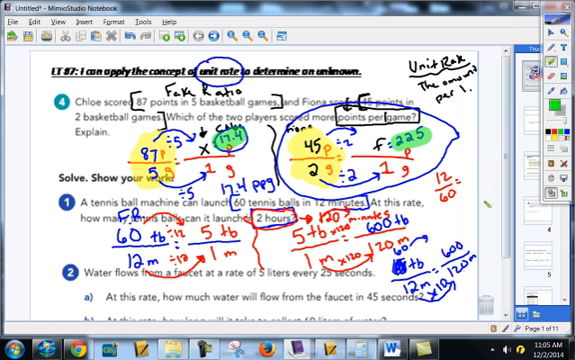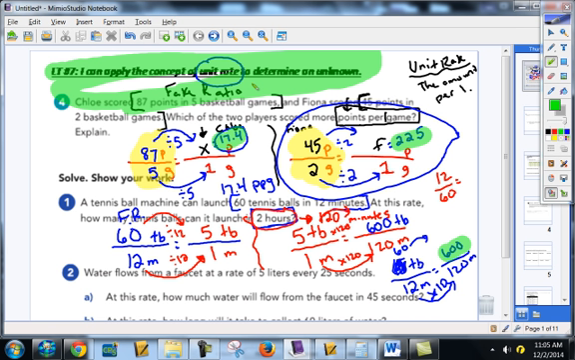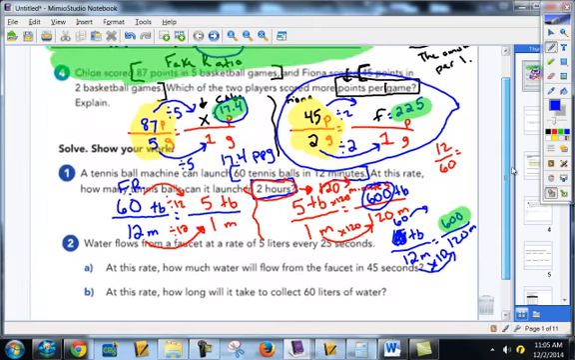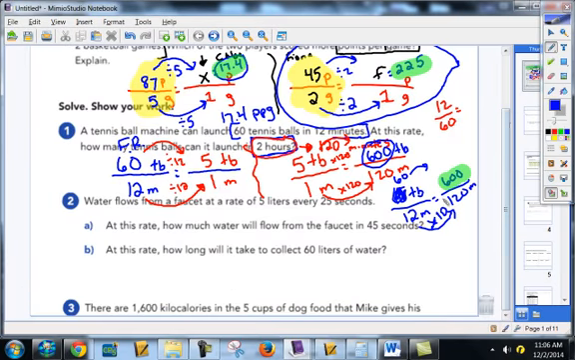So really, in this problem, you didn't have to do unit rate. You didn't have to, but guess what? When I ask you to, you have to, because that is the target. You have to use the concept of unit rate to find an unknown. The unknown here was how many tennis balls in 120 minutes, or in 2 hours, which is the same thing. Okay? It's all proportions. Okay? Let's do another one here.